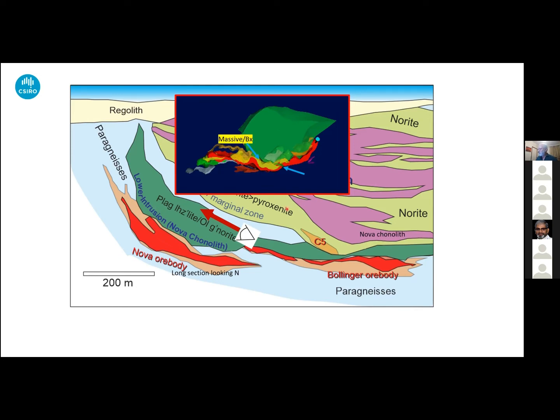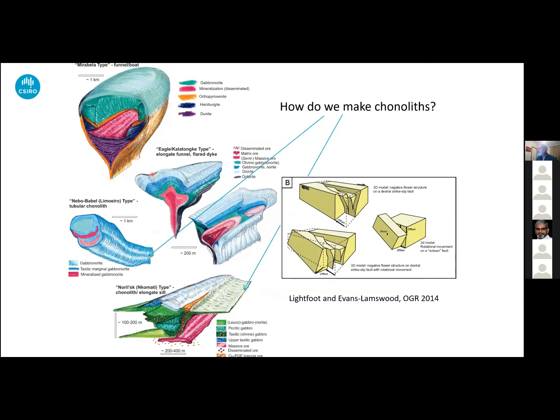But the important thing to bear in mind here is, again, like we now think of in the Norilsk Talnakh chonoliths, this thing is not a flow-through conduit, it dead ends. And it ends in the same way that Norilsk does. It breaks up into lots of funny little blobs and microsills and fingers. It doesn't carry on as a pathway. So, okay, so how do we make these things?